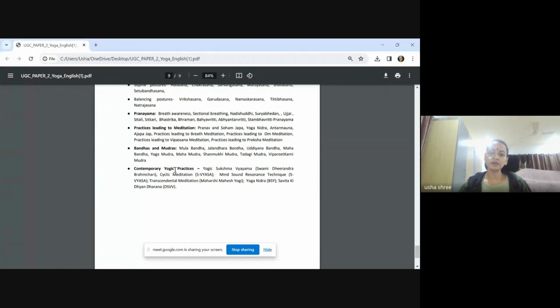Then contemporary yogic practices like Sukshma Vyayama, given by Dhirendra Brahmachari, the cyclic meditation designed by S. Vyasa, the MSRT technique again designed by S. Vyasa, transcendental meditation by Maharishi Mahesh Yogi, Yoga Nidra by the Bihar School of Yoga, Savita Dhyana by the SVB. I don't remember what the SVB is. I think Savita and something else. I don't remember the full form of DSVP.